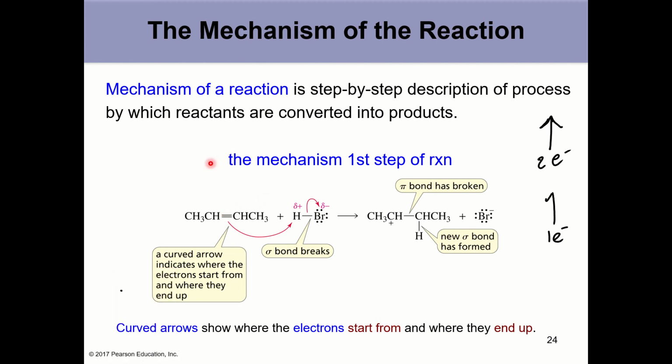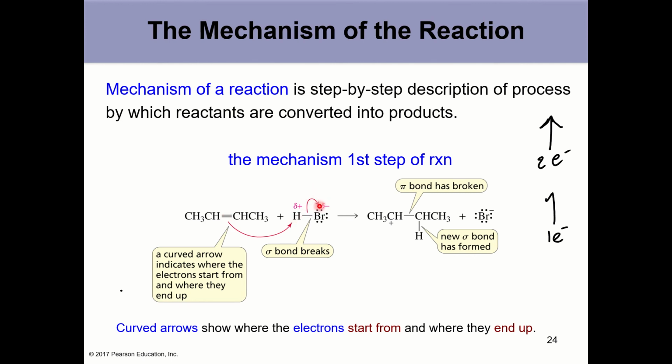So here we go. The mechanism of a one-step reaction. A curved arrow indicates where the electrons start from and where they end up. Our electrons here are starting at our pi bond, and ending at our electrophile, hydrogen. Hydrogen can only have one bond, and so this sigma bond breaks because that bond is less favorable than the new bond formed.